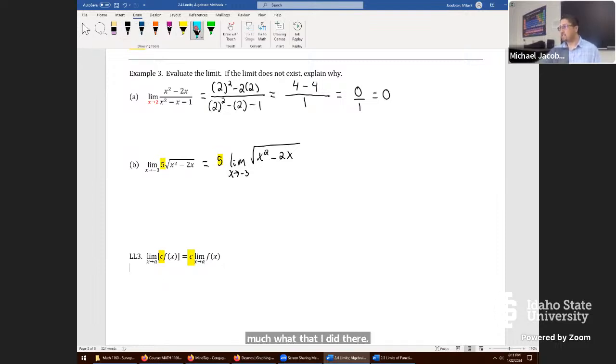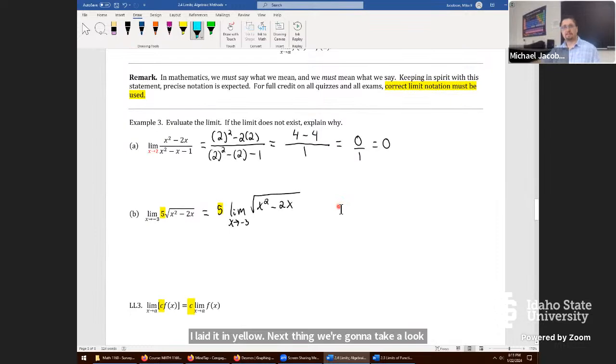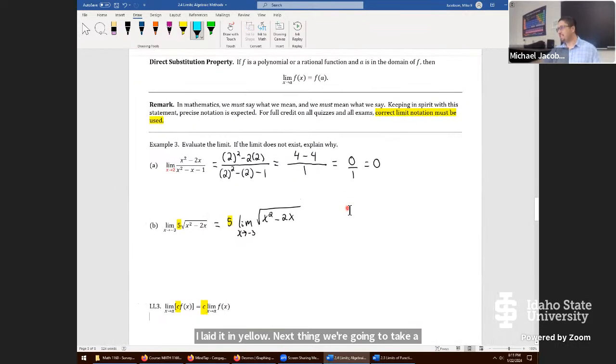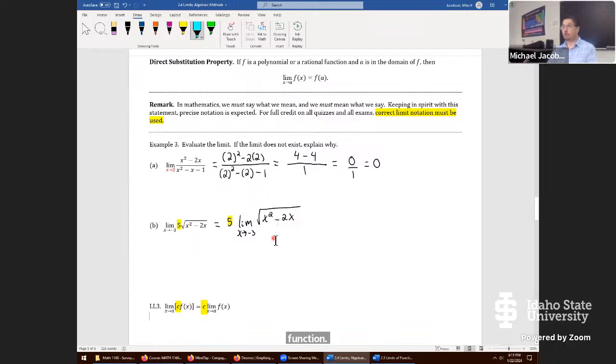Next thing we're going to take a look at is, well, hold on a moment. We have to be careful, right? The direct substitution property insists you have a polynomial or a rational function. That is neither a polynomial nor a rational function. It's a composition of a square root function and a polynomial function. That doesn't have a direct substitution property at the moment. This is why we need a bigger chapter on continuity.